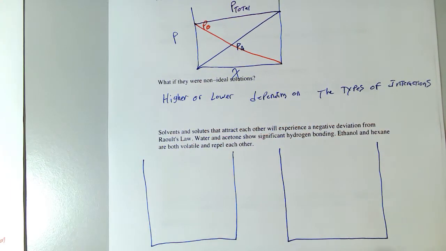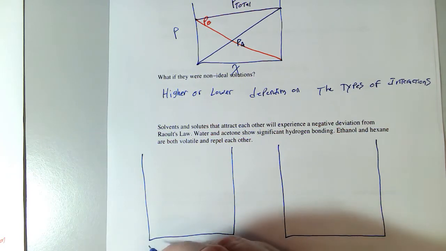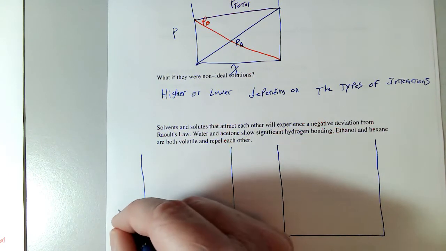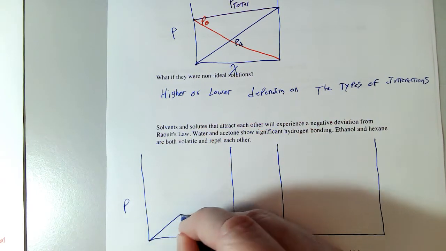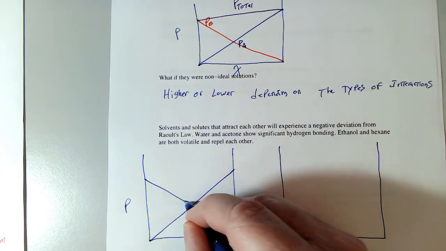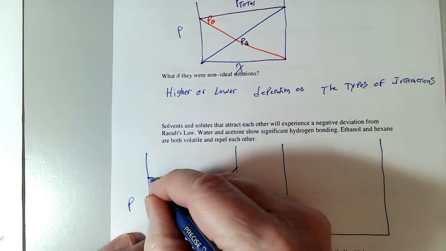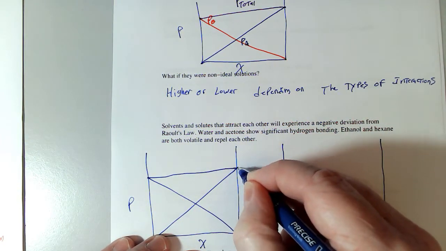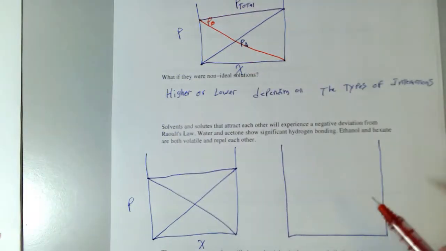Okay, now, what if we have two things that attract each other? Okay, water and acetone. Now, first thing, pressure, mole fraction. I'd have one that goes up. I'd have one that goes down. And the total, if it was ideal. But it's not ideal. Turns out they attract each other.